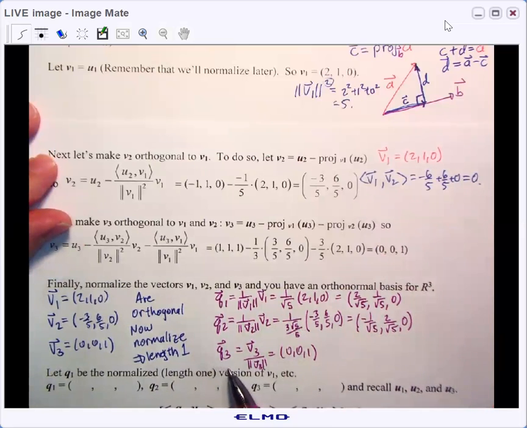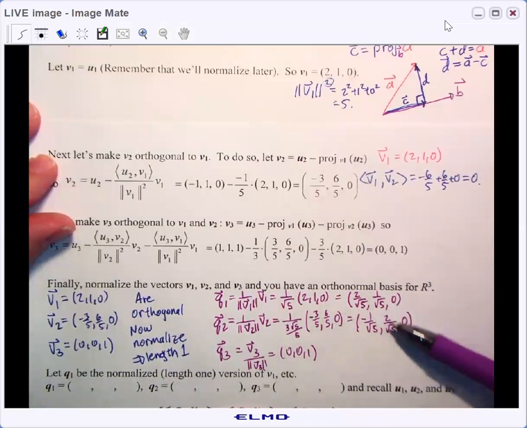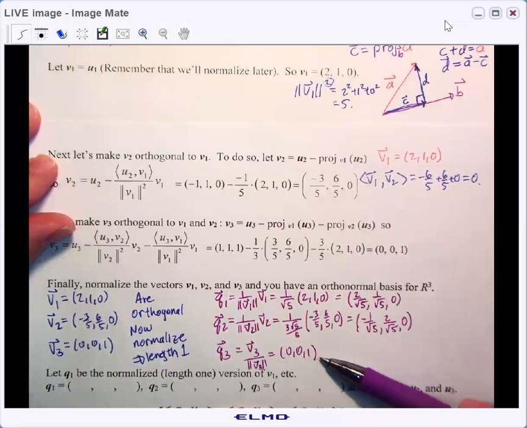And Q3 happens to be V3 over its magnitude, but V3 was already just the K vector, so it's already length 1, so we're already pretty good. And that actually makes a lot of sense, because if you notice, Q1 vector and Q2 vector live in the XY plane, and they are orthogonal to each other. And so what's orthogonal to things in the XY plane? Things in the Z-axis direction.